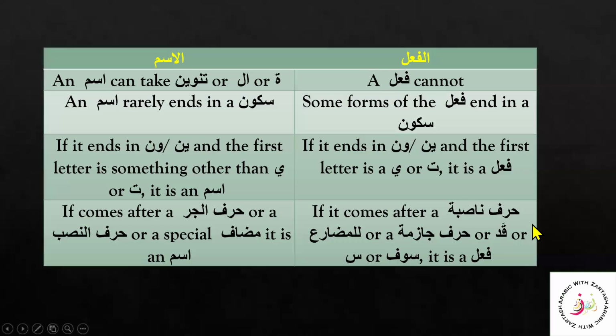We know that about ism, we learned that an ism can always take tanween or an al or ta marbuta, while we know about the fail that it cannot. It cannot take a tanween, it cannot take al, or it cannot take ta marbuta. This is the very first point on the difference between an ism and a fail.